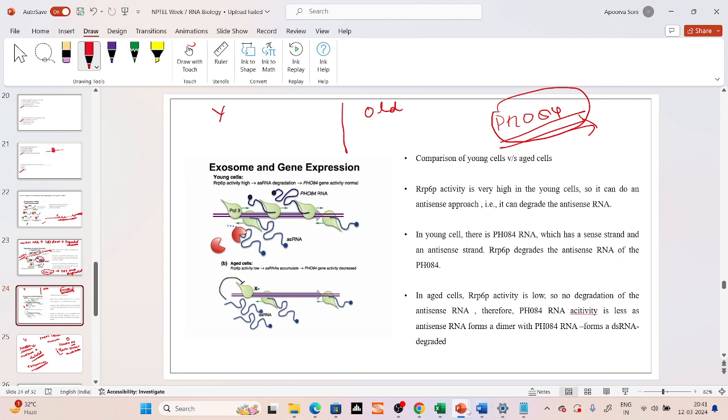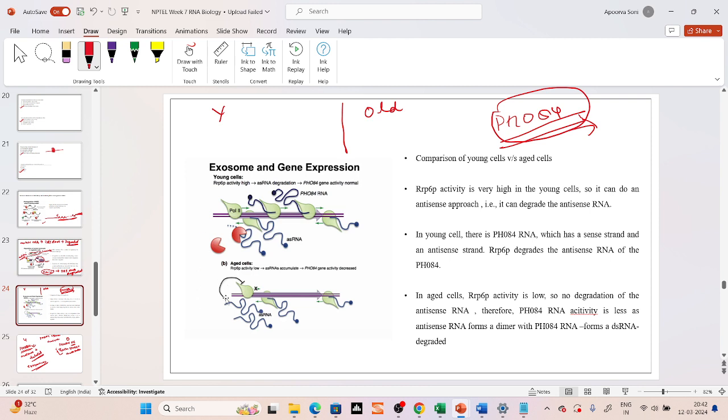So this is what is there, that the expression of exosomes can control the expression of RNA also. Because RRP6, this exosome, is very much expressed in the young cells, therefore it is able to degrade the antisense portion of this RNA, and therefore this RNA is expressed a lot.